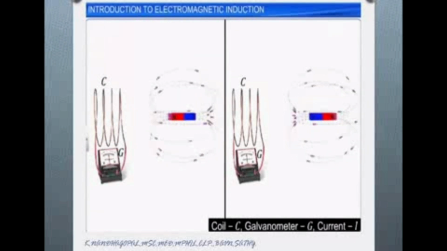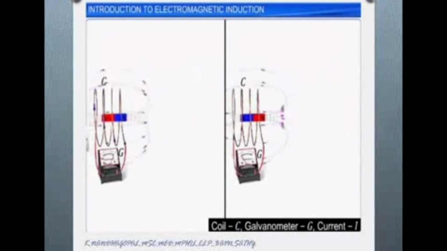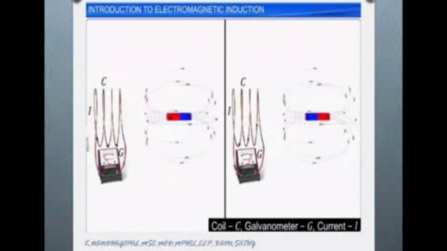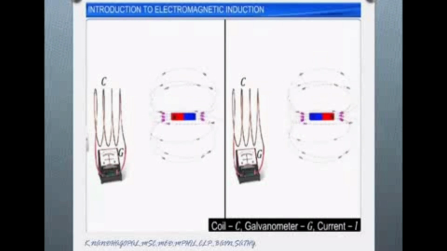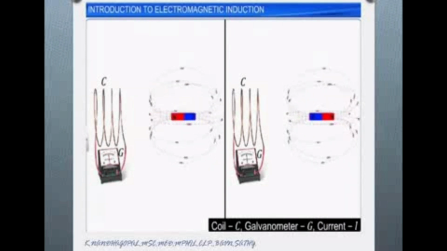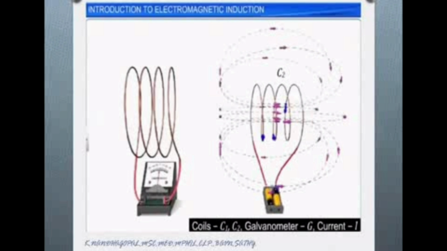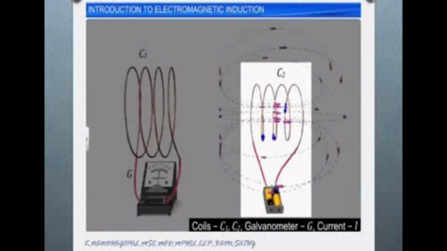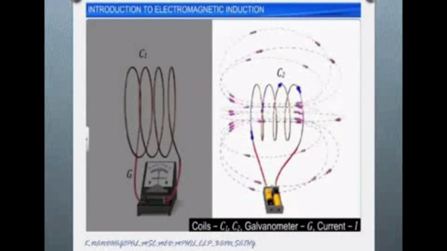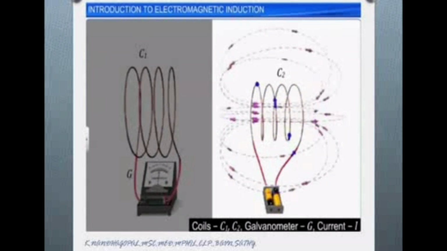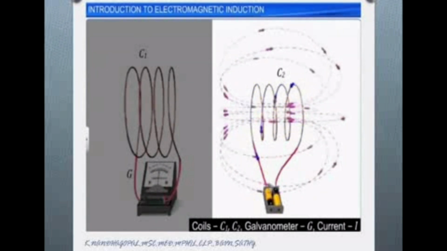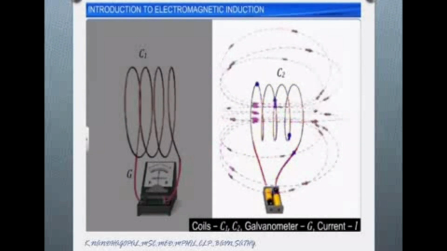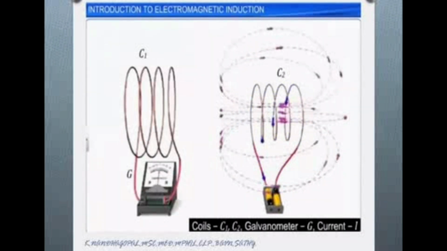The experiment was done by Michael Faraday, and from that he concluded the two laws. You can see the direction of the galvanometer, indicating which direction the current is flowing. Now you can see two coils. One coil is connected to the battery, and the other coil is connected to the galvanometer. C2 is connected to the battery. When the current flows through the coil, a magnetic field is produced. So the C2 coil has a magnetic field. See how the magnetic field is produced.